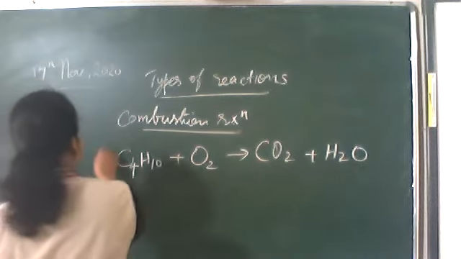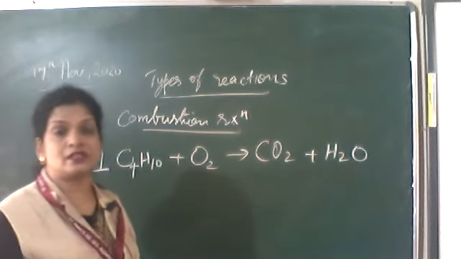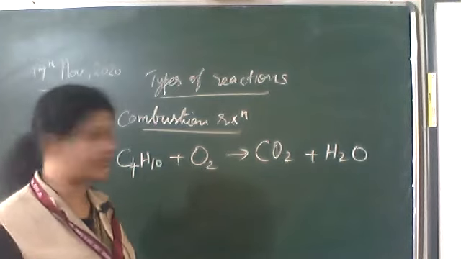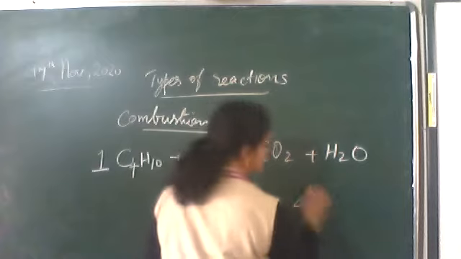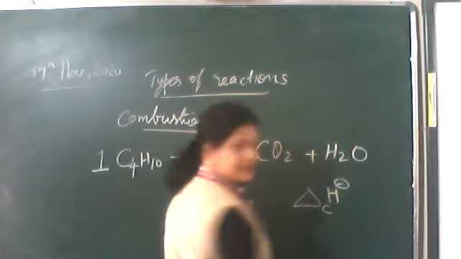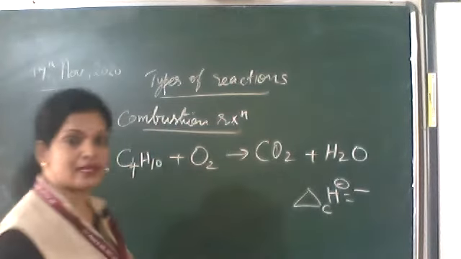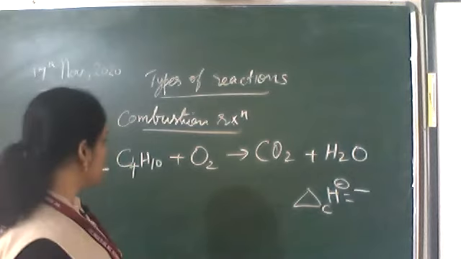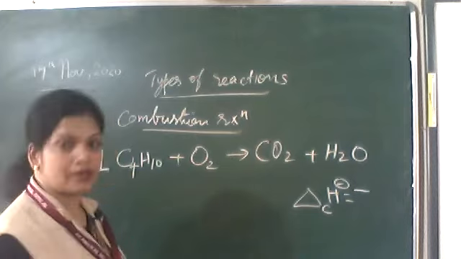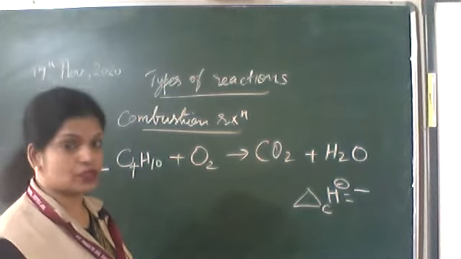So this is 1 mole. When 1 mole of this hydrocarbon is burned, how much energy is released? Released amount of energy is always negative. So here, delta C stands for combustion. At standard condition, there will be a minus sign for combustion, because energy is released. How much energy is released when 1 mole of this hydrocarbon is burnt? That is called enthalpy of combustion.